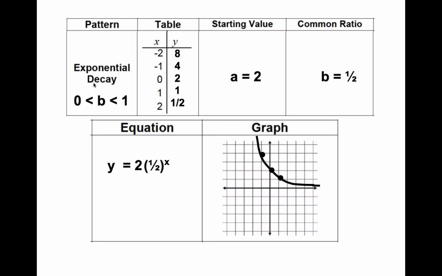So we call this exponential decay. It's multiplying between 0 and 1. So you're seeing fractions that are between 0 and 1 for your b value. And decay, it's going down, right?